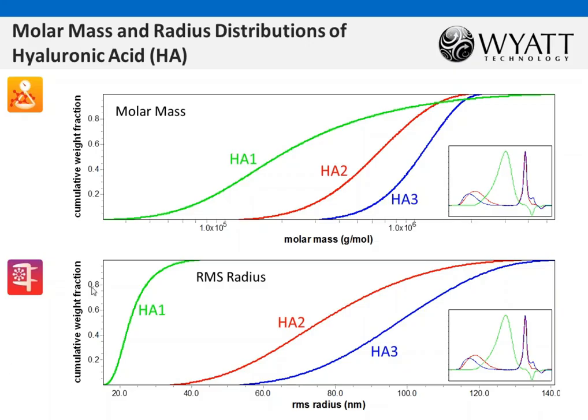When comparing the RMS radius distributions, one can see that the sample labeled hyaluronic acid 1 is highly compact as compared to sample 3. Its RMS radius distribution is very low.